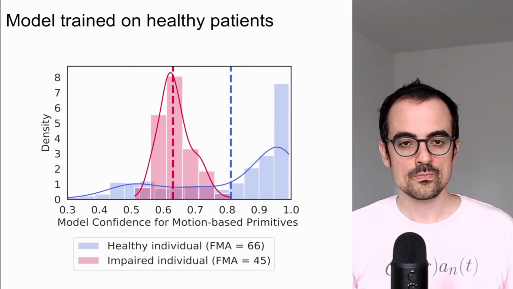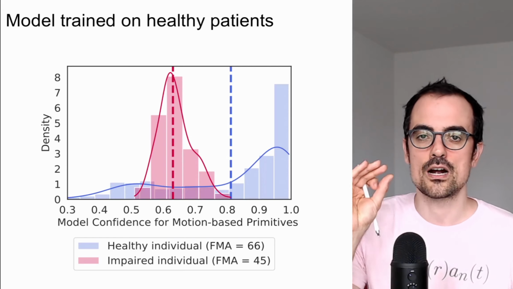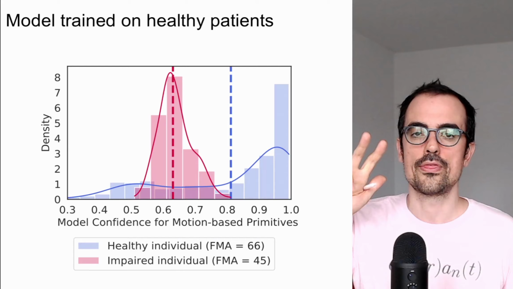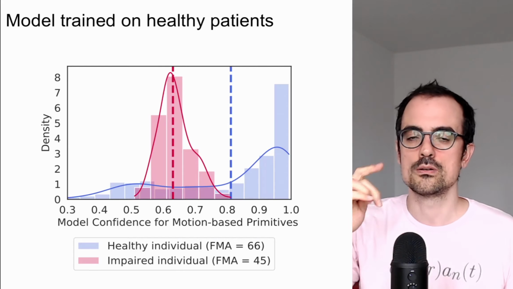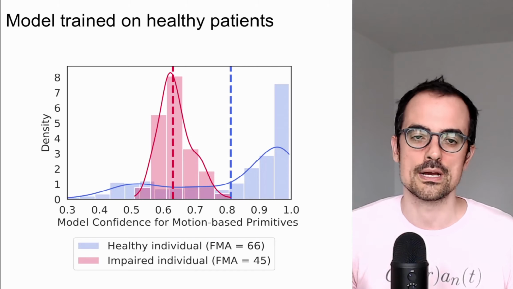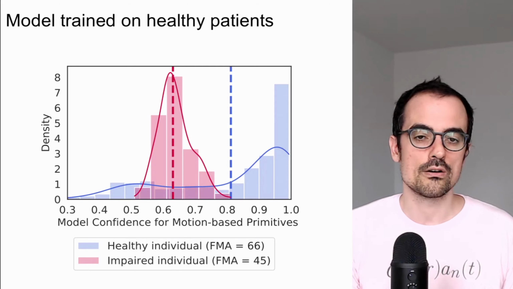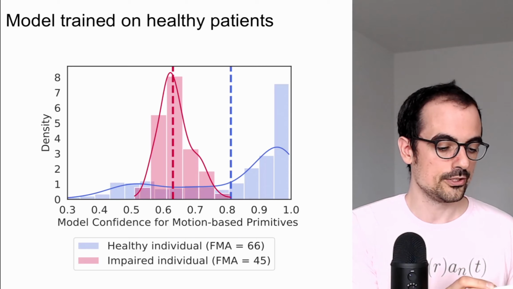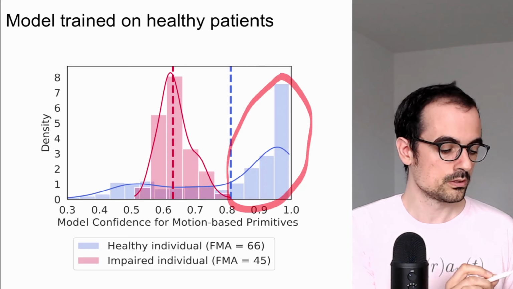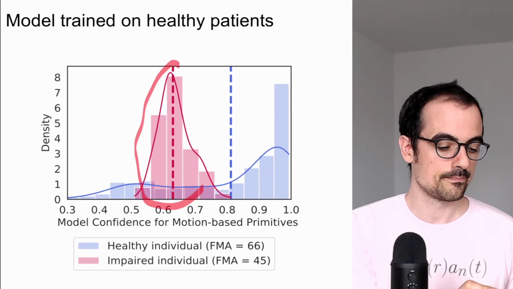Okay? And as we will see later on, these segments are those corresponding to the 3 functional primitives that have to do with motion. I'm going to talk much more about that in a moment, so don't worry about it too much. For now, just focus on the fact that these are confidences for a healthy individual in blue and an impaired individual in red.